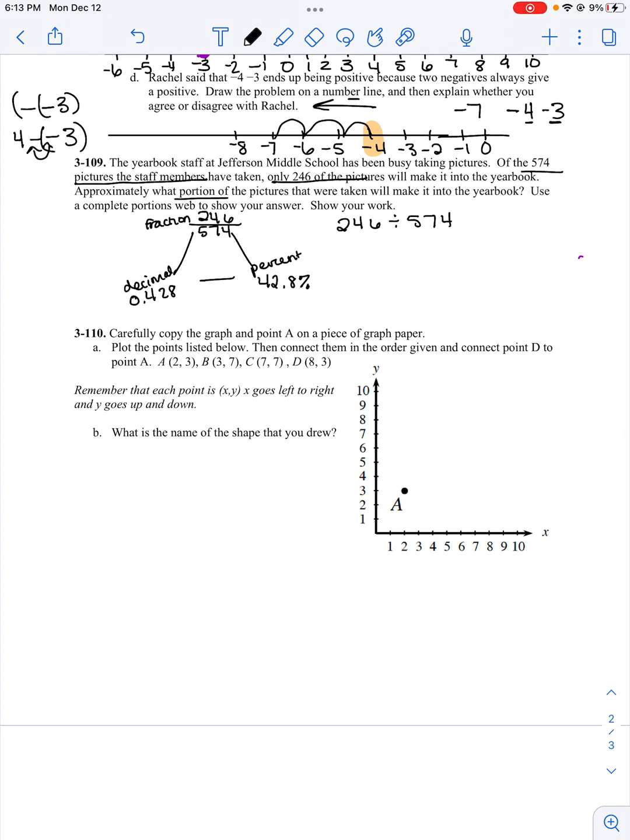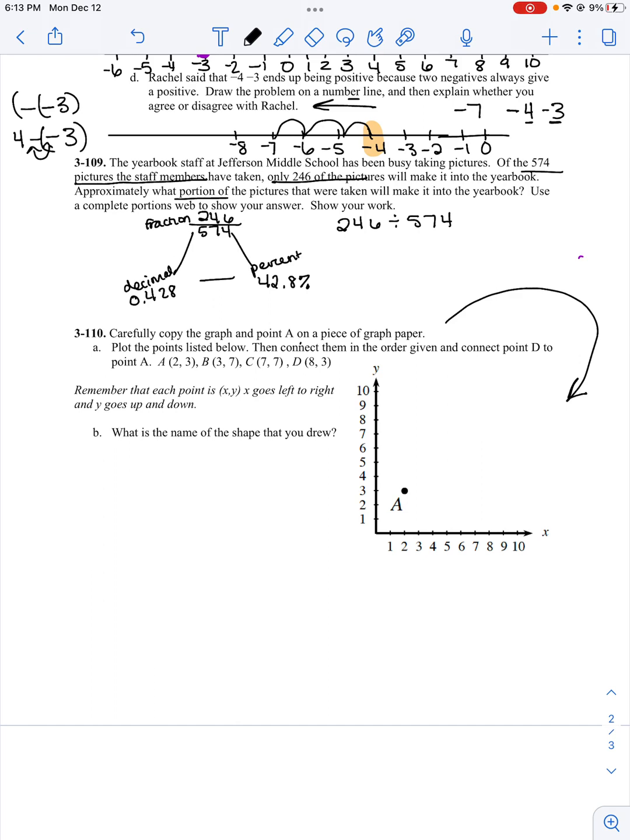Okay, last problem. Problem 110. Carefully copy the graph and point A on a piece of graph paper. I have done that for you here. Plot the points listed below and then connect them in the order given. So just like our coordinate graphs. And then we need to connect point D to point A. So A is already drawn for you.